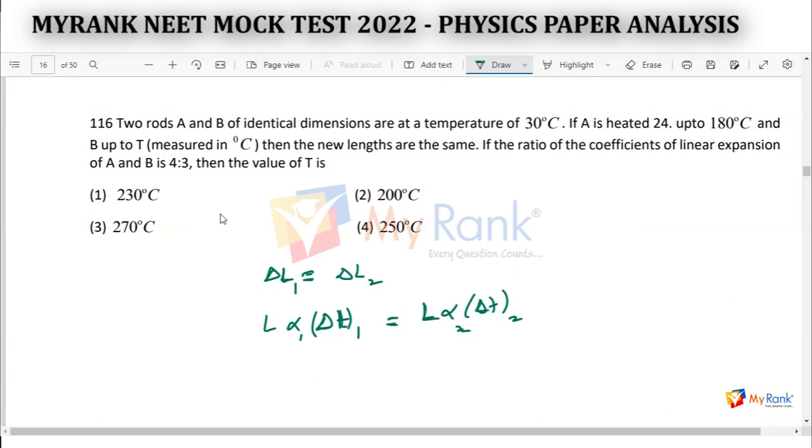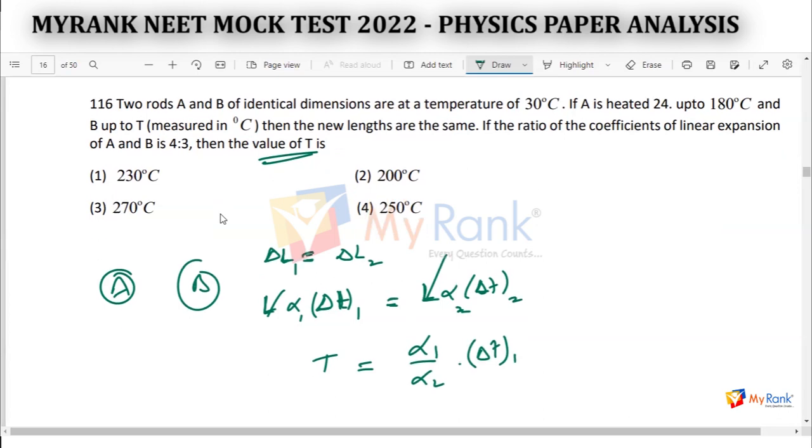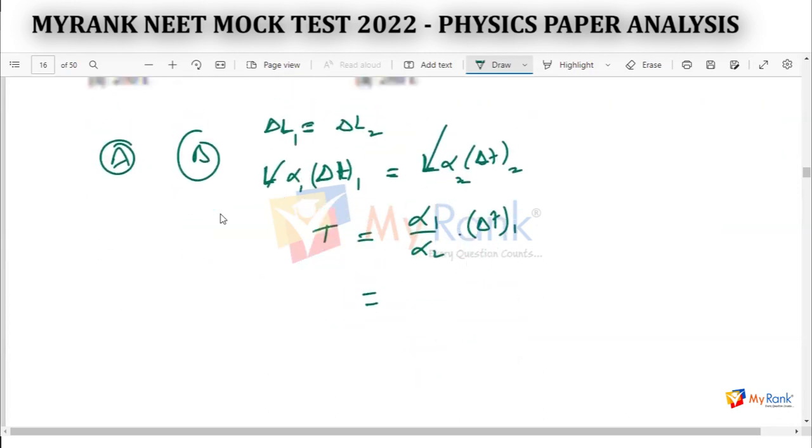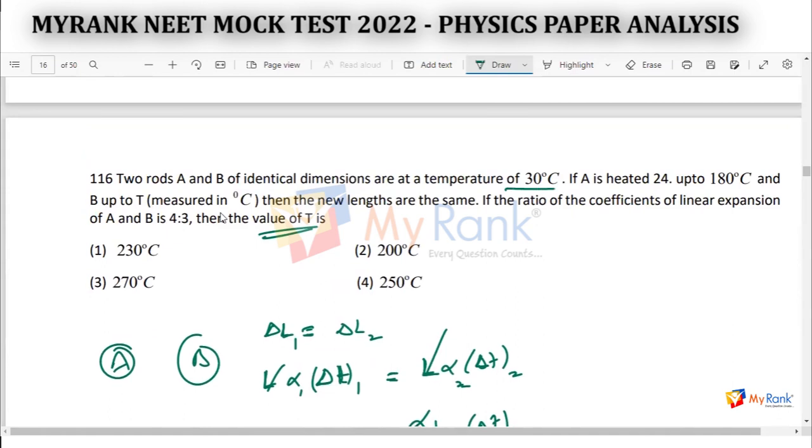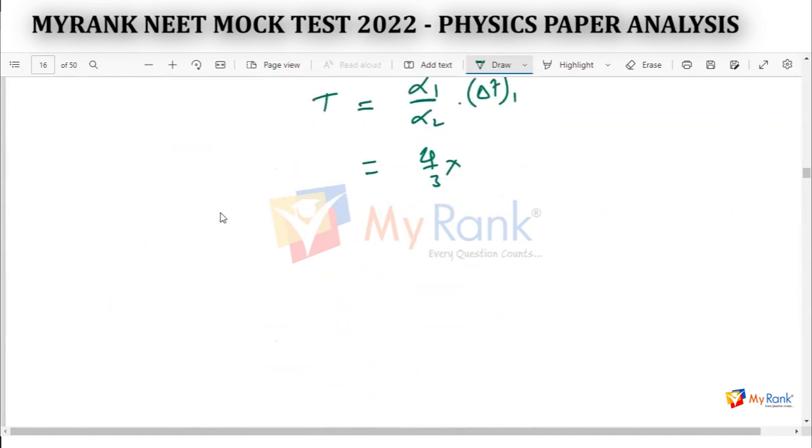For the first rod, A, on the left side, and for B, on the right side, I have written this formula. Now in this case, the lengths are going to cancel, and therefore delta T2 is nothing but capital T here. So alpha 1 by alpha 2 into delta T1, students. Correspondingly, the values of alpha 1 and alpha 2 are given in the ratio 4/3. And the delta T is nothing but 30 to 180, students. So that's 150. So therefore 200 degrees centigrade is T here.